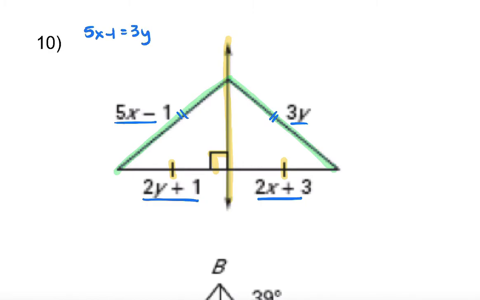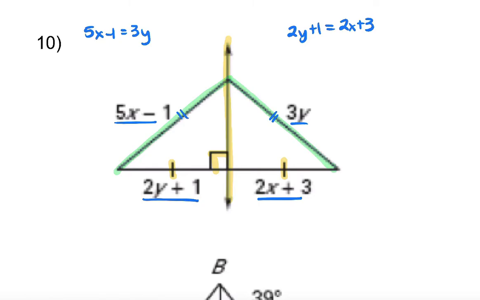So one equation is 5x minus 1 equals 3y. The other equation is 2y plus 1 equals 2x plus 3. So in order to solve this system, they're not in standard form. They're not in any normal kind of format. So we have to choose one of them and solve that particular equation to get one of our letters alone, and then plug that into the other equation for that letter.